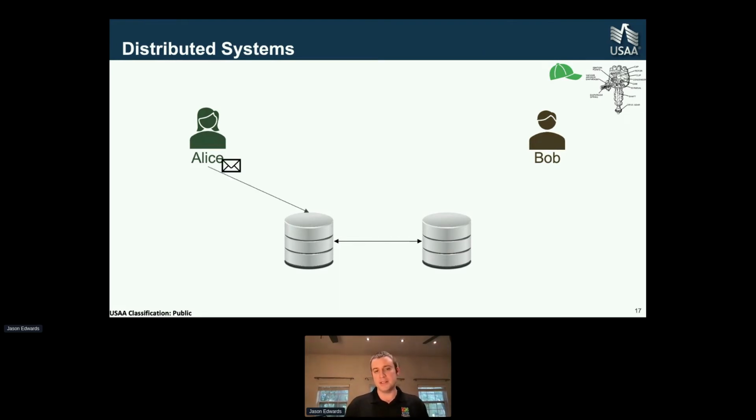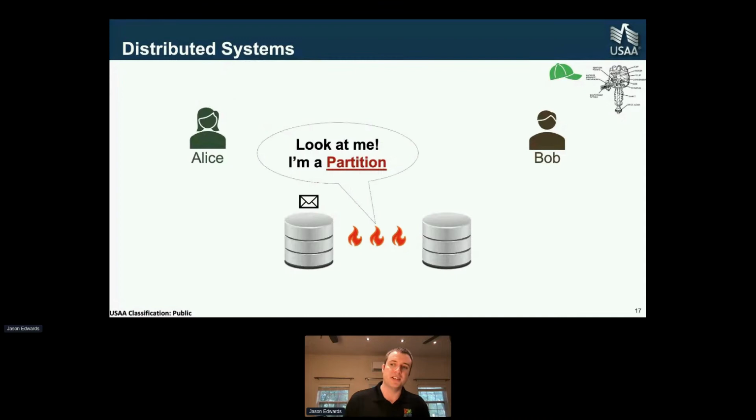But now what happens if Alice puts her data here in the shiny cylinder on the left, but something goes wrong and your shiny cylinders can't talk to each other? Somebody trips over a network cable, a router freezes up in your network, or whatever, something goes wrong. Well, what we call this here, where you have two shiny cylinders, both operating just fine, but not able to talk to each other, we call this a partition.